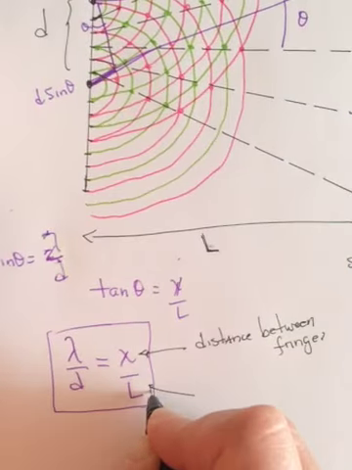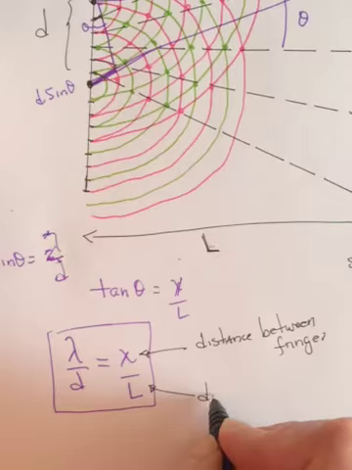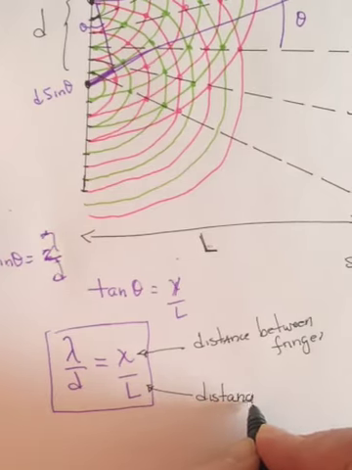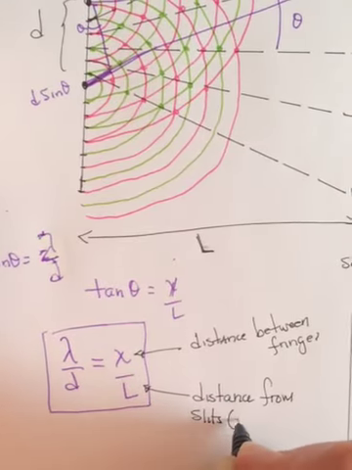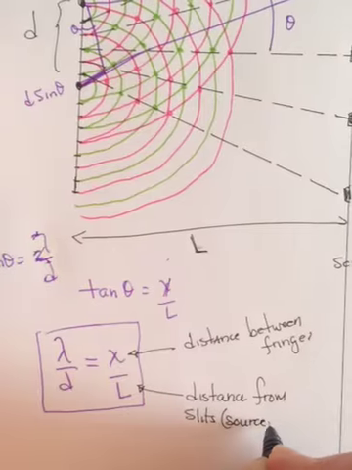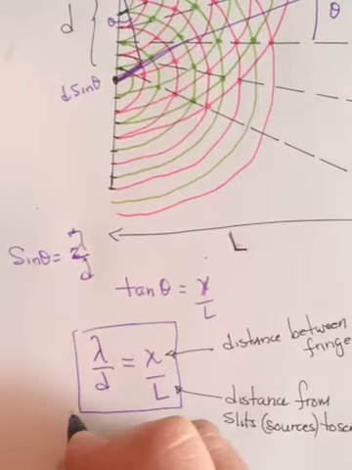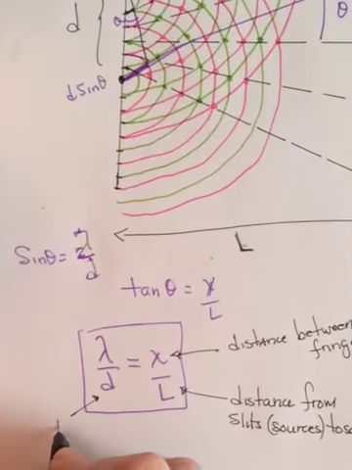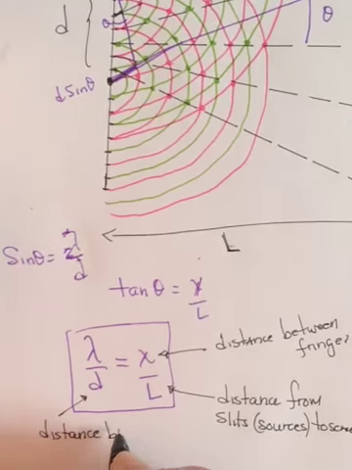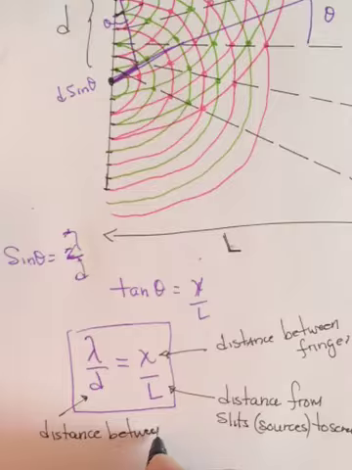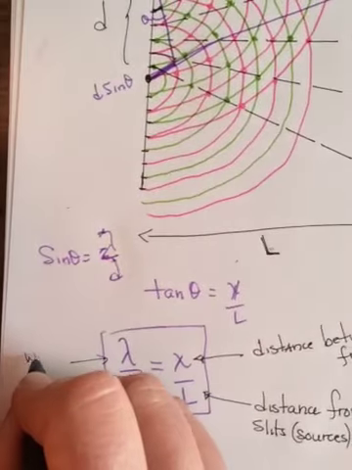L is the distance from the slits to the screen, or the sources to the screen. Slits if it's light, sources if it's something other, to screen. D is the distance between the sources, or slits, so like how far they are apart. And obviously lambda is the wavelength.